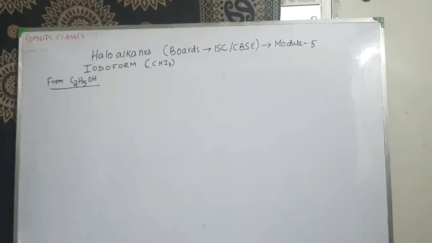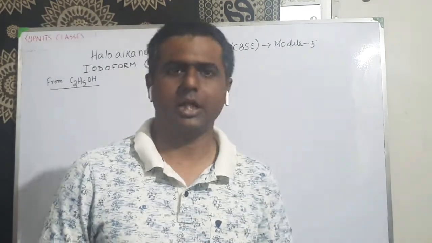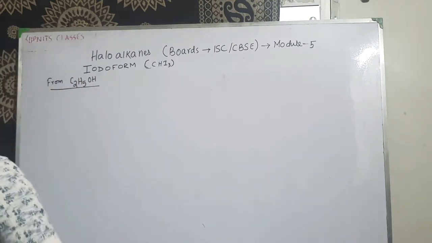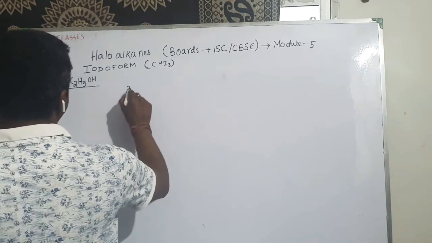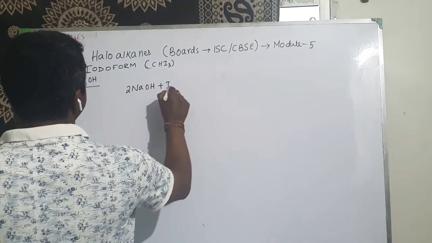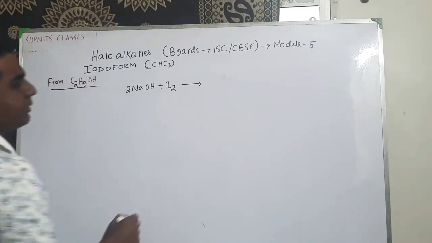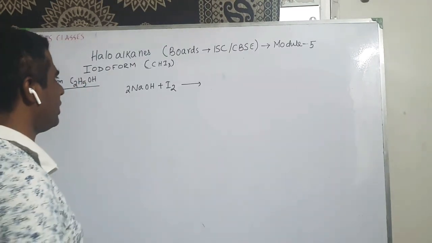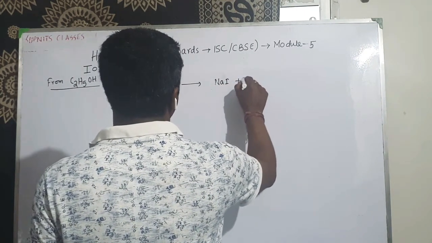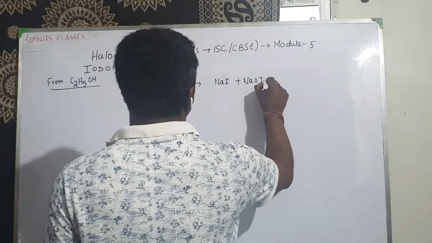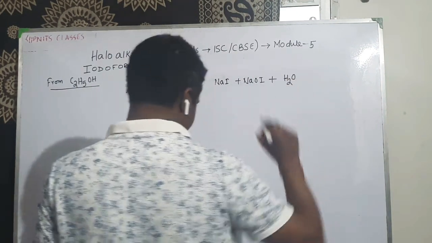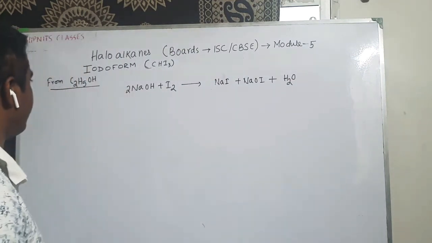Okay guys, so now we will be doing iodoform. So iodoform is a very important compound. Preparation again important. From ethanol we will go first. Concentrated NaOH is used, dilute NaOH is used, 2 NaOH plus I2. See, iodine is basically acidic with respect to NaOH. So it will form salt and water. It forms two salts. One is NaI plus NaOI plus water. Okay, these are the two salts that are formed.